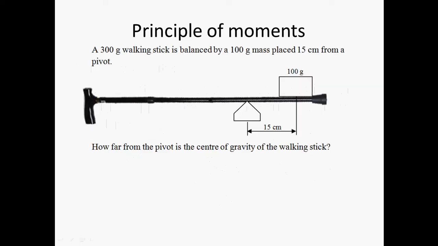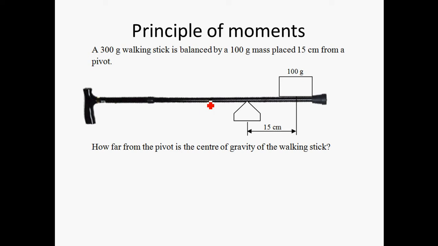So let's move on. These are examples where you need to know where to put your CG. This question asks: a 300 gram walking stick is balanced by a 100 gram mass at 15 cm from a pivot. How far is the center of gravity of the walking stick? Obviously there are two forces acting on the walking stick. The first force is the 100 gram mass, which is trying to balance the other force, which is the weight. If you are not aware that the weight is acting here, then you will not be able to even start this question.